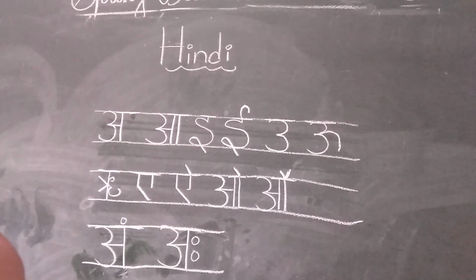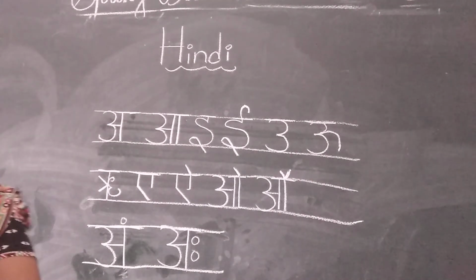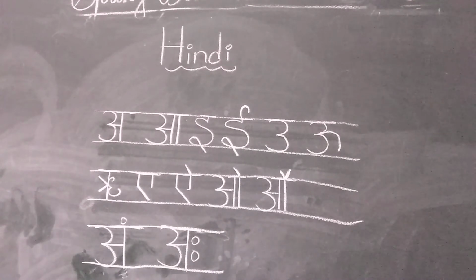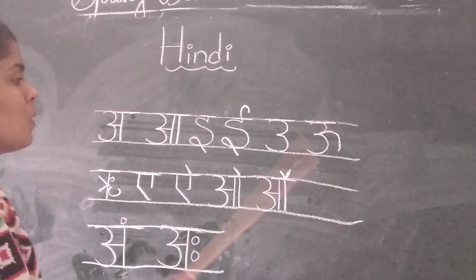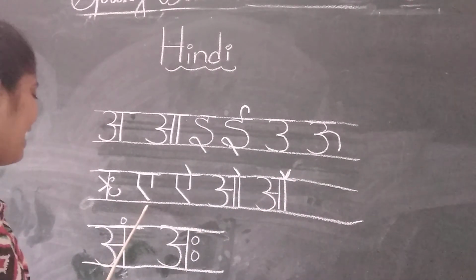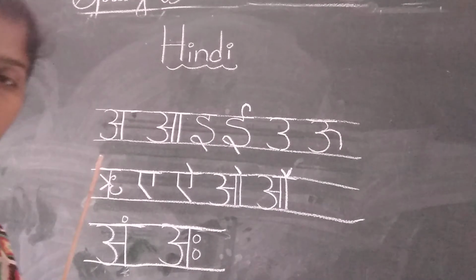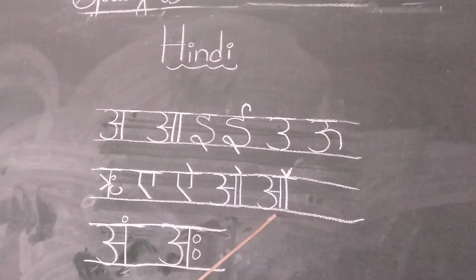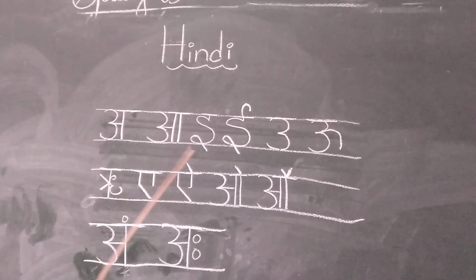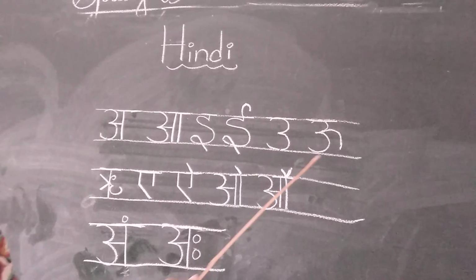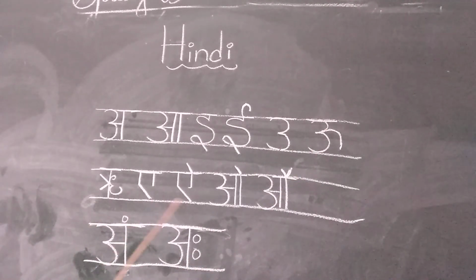Okay, children, these are the letters we learned in the previous class, right? Okay, let us recite once, children. A, Aa, E, Ee, U, Oo, Ru, E, I, O, Au, Am, Aha. Let us say it once again, children. So these are the Hindi letters.